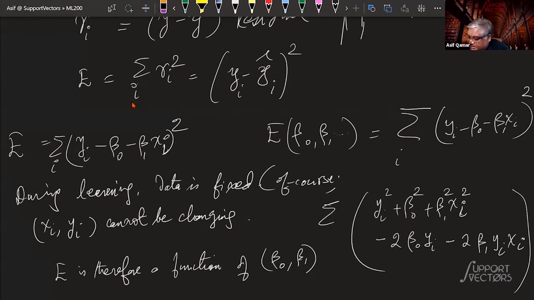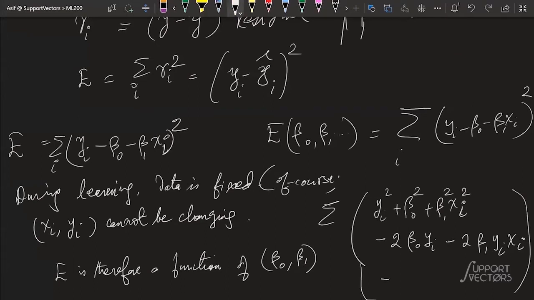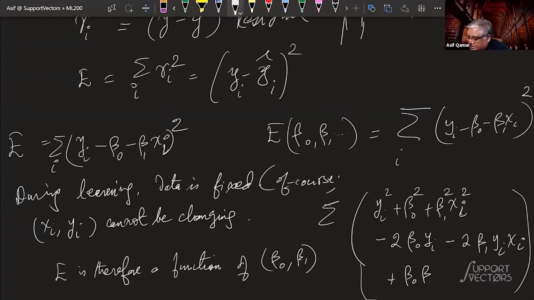And what else is there? We missed one more term. Plus 2 beta naught beta 1 xi.